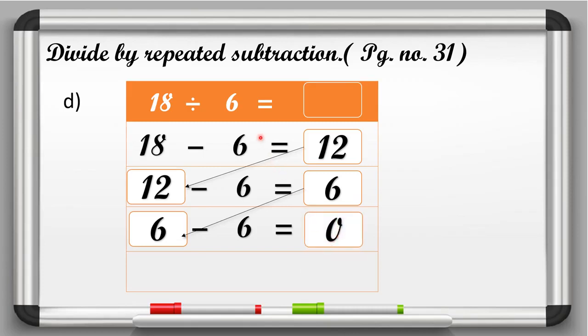So how many times we have subtracted 6? 1, 2, 3. We have subtracted 6 three times to get 0. Okay. So we'll write 3 here.